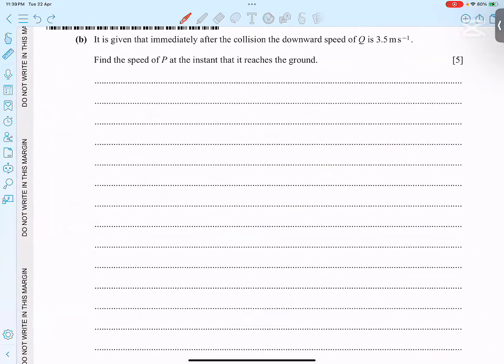It is given that immediately after the collision, the downward speed of Q is 3.5. So I will show you situation number 1. I make 2 diagrams to understand. This is a P particle, and this is a Q particle. So this is 1 meter, and this is also 1 meter. First they were traveling towards each other, but when they hit, P was okay. Now, very interesting.